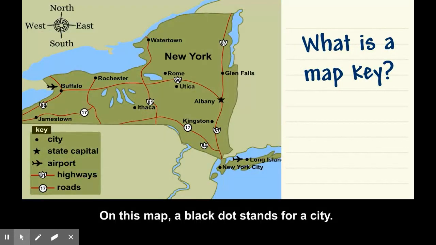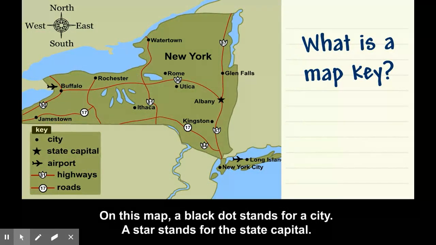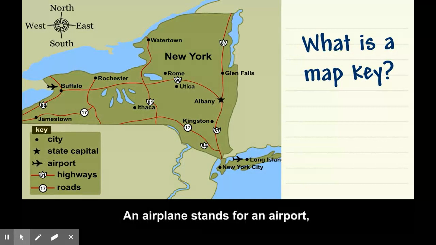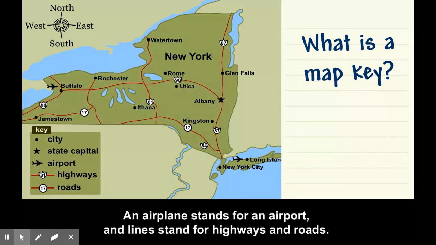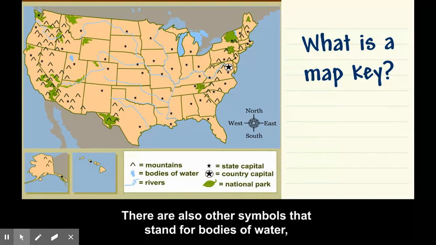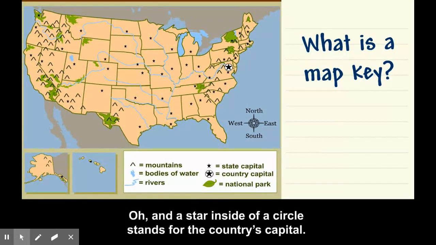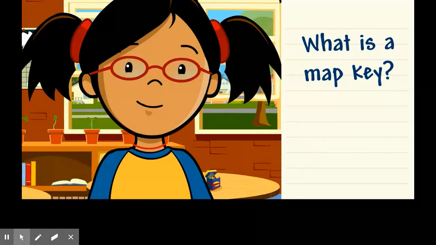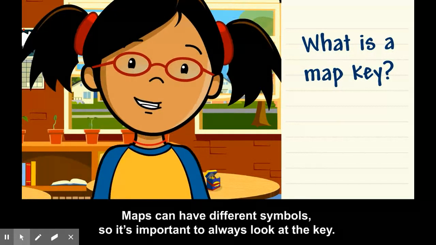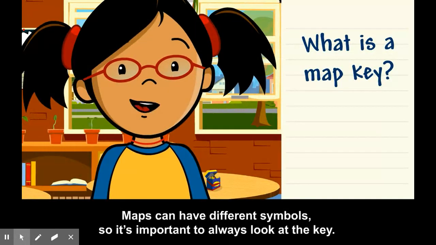On this map, a black dot stands for a city. A star stands for the state capital. An airplane stands for an airport. And lines stand for highways and roads. There are also other symbols that stand for bodies of water, parks or forests, and mountains. Oh, and a star inside of a circle stands for the country's capital. Maps can have different symbols, so it's important to always look at the key.